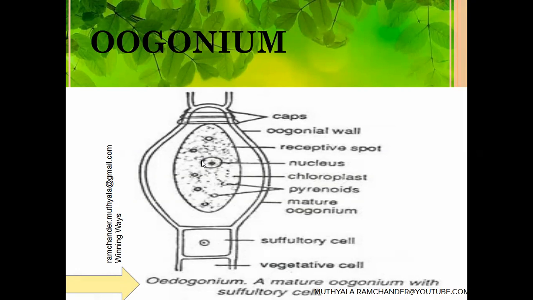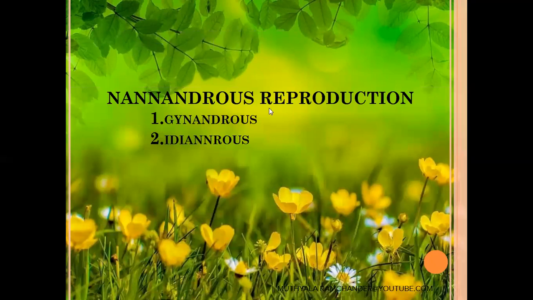In macrandrous reproduction, oogonium and antheridia are developed on the same filament. By macrandrous reproduction, at the end a diploid zygote is formed in the oogonium. The second one is nannandrous reproduction. Nannandrous means the specialized male reproductive organs are developed on dwarf male filaments.